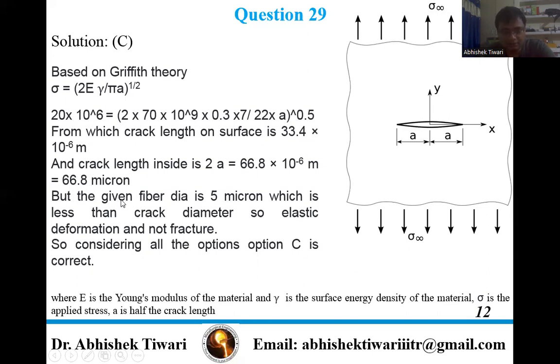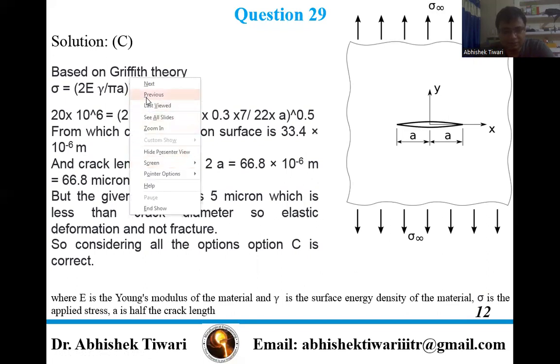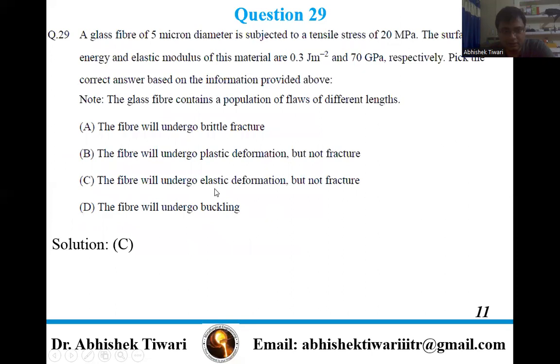But in the question, it is given the fiber diameter is 5 micron, which is less than the crack length. So obviously the fracture will not occur and elastic deformation will occur. So considering all the options, option C is correct. This says the fiber will undergo elastic deformation and not a fracture.